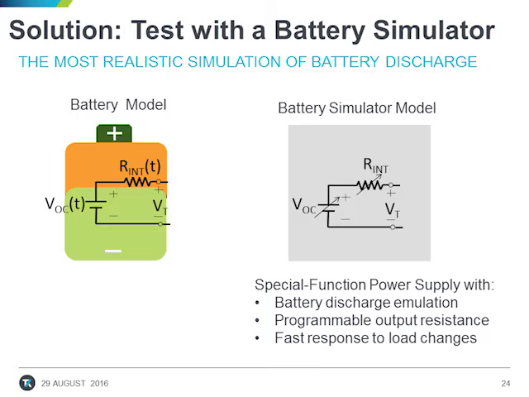A solution is a battery simulator. A battery simulator is a special function power supply that can model both a decreasing output voltage and an increasing output resistance. Thus, a battery's open circuit voltage and its internal resistance can be programmed to represent the state of a battery at any point in time. The third major feature of these supplies is their fast transient response. The fast response enables the supply to emulate a battery's ability to respond almost instantaneously to a load current change.